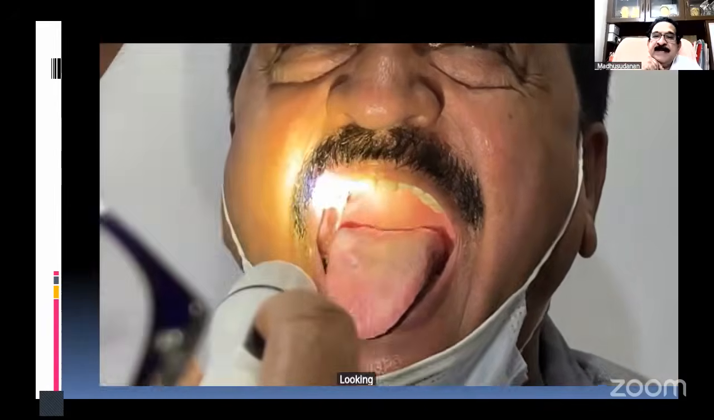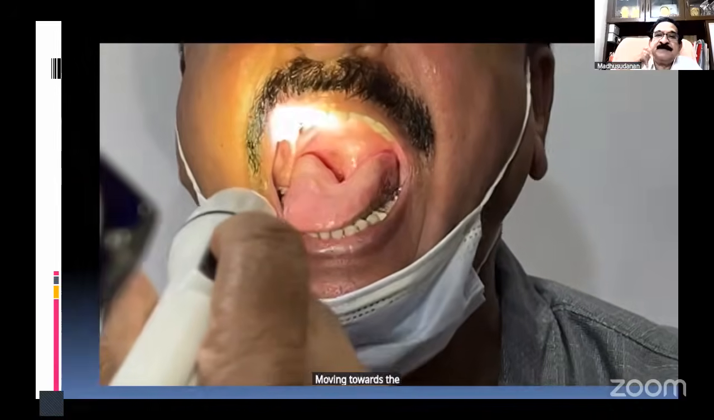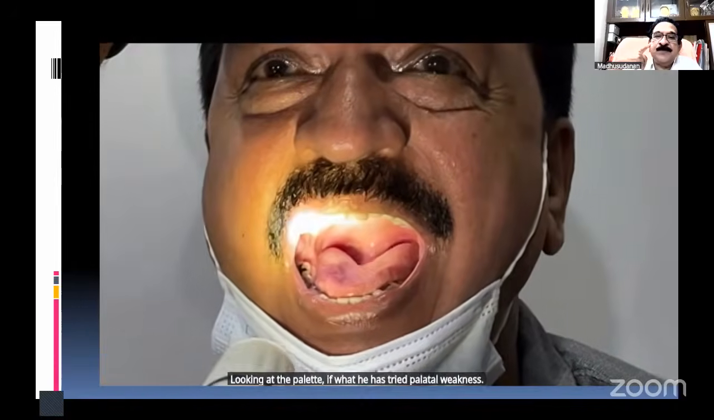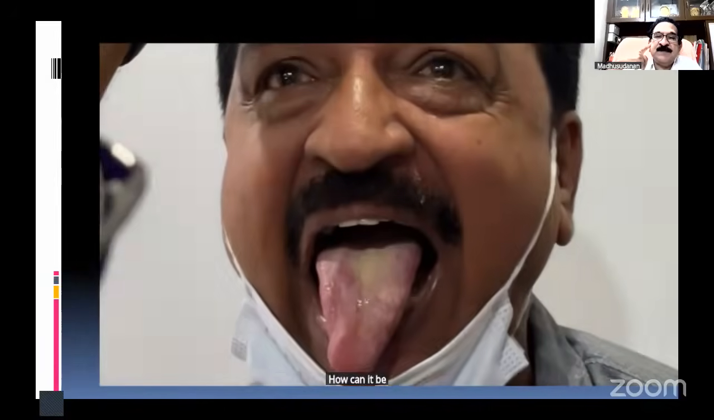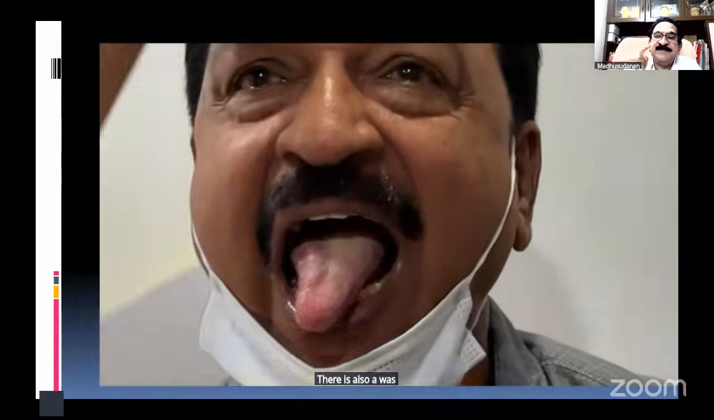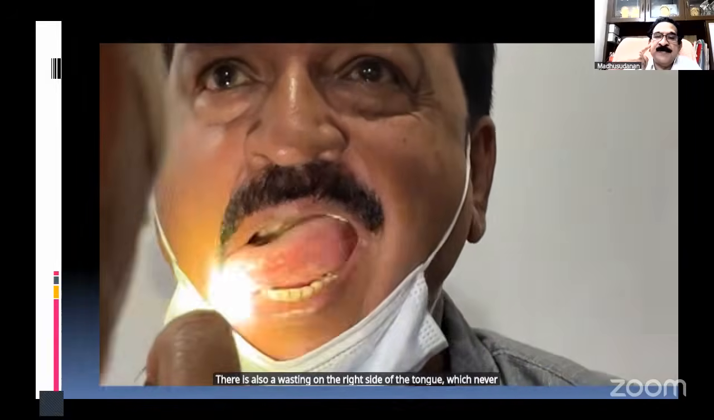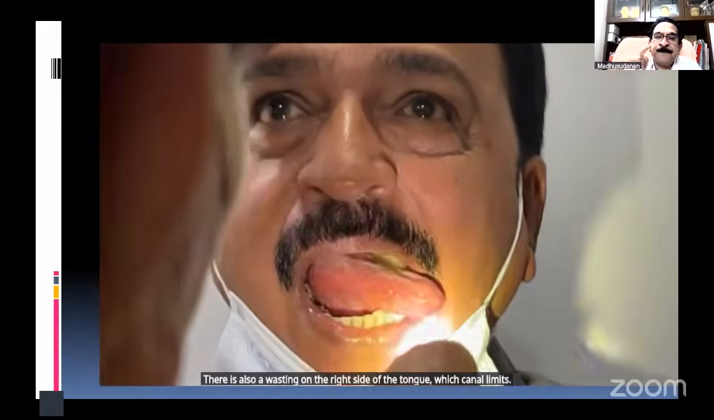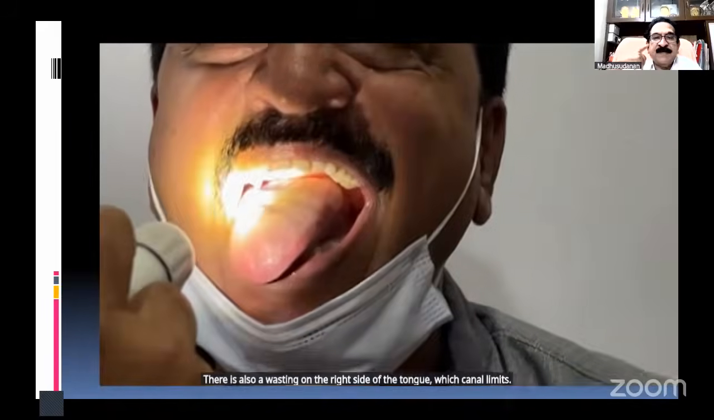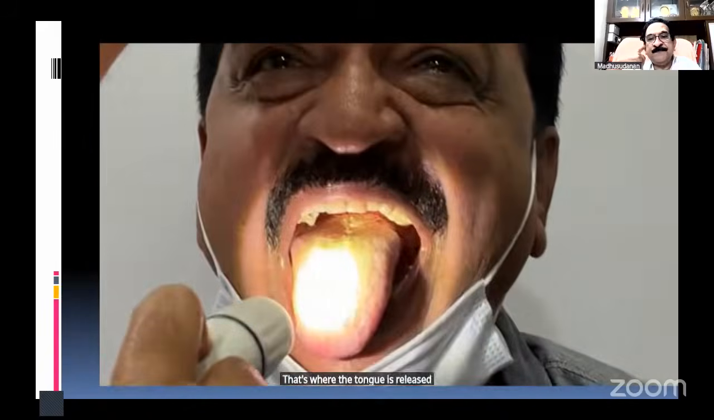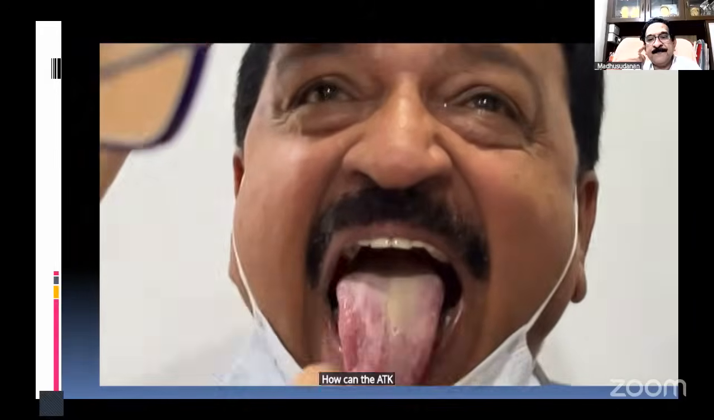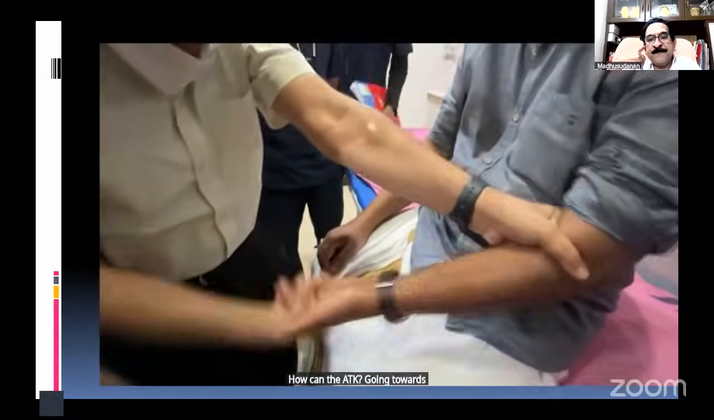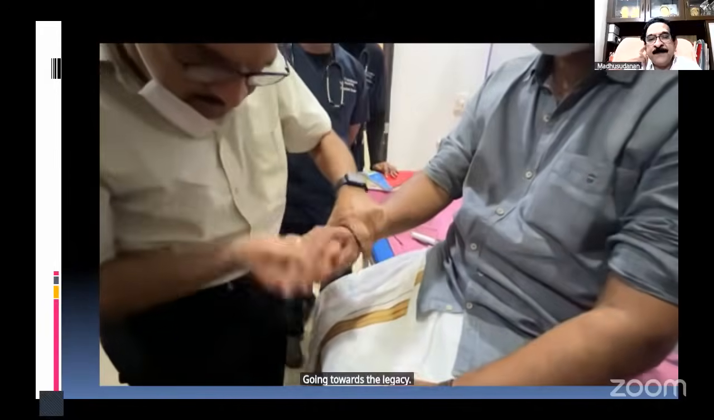Looking at the palate, there is right palate weakness, with deviation towards the left side. There is also wasting on the right side of the tongue, which is painless and without complaint. The tongue is deviated to the right side. Then we come to the motor system.